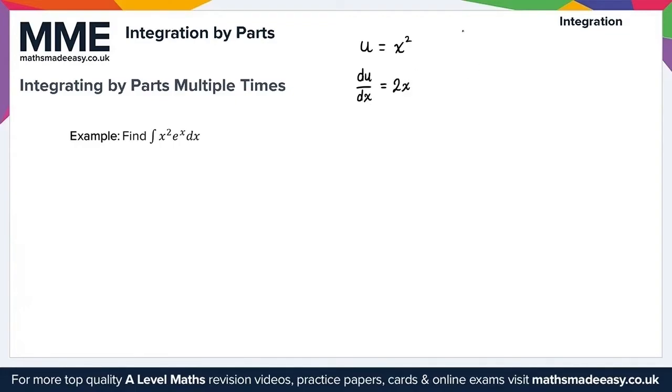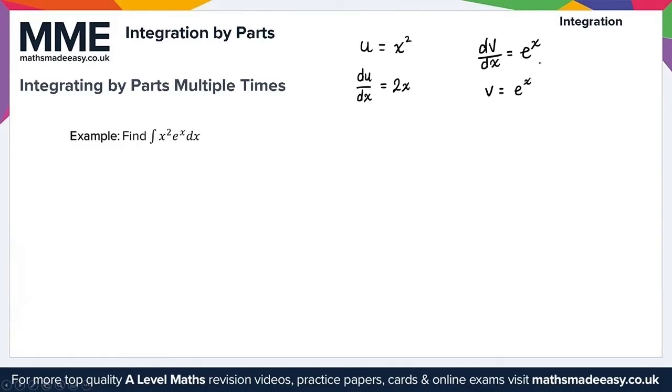Okay. We also need a dv by dx, and our dv by dx is whatever's remaining, which is e to the x. So in that case, to get v, we just need to integrate with respect to x. That gives us v, and integrating e to the x with respect to x gives us e to the x.